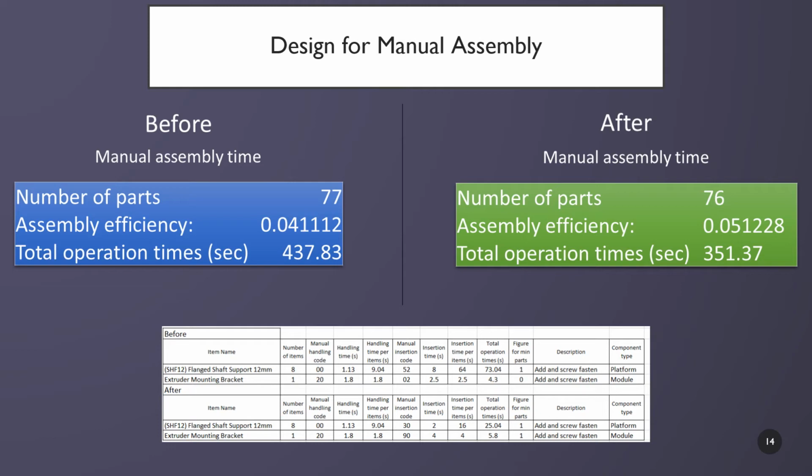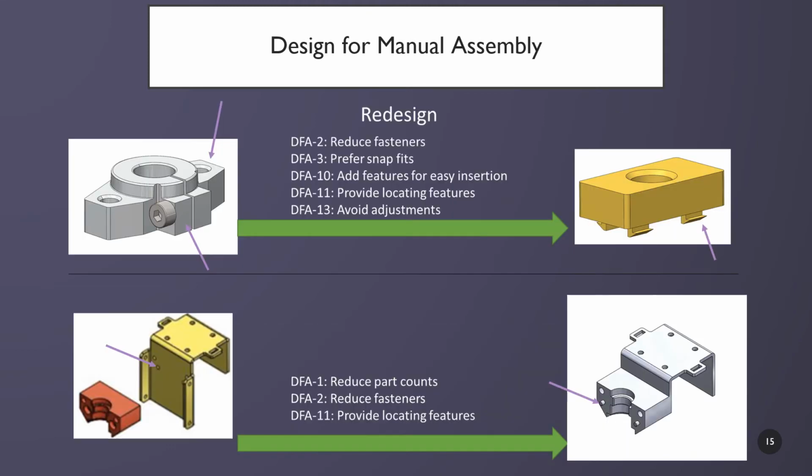You can see below in the chart, before and after, the total times and number of items, manual handling codes, etc., for the flange shaft support and the extruder mounting bracket that we redesigned. Our flange shaft support had 5 different DFA principles applied: reduce fasteners, prefer snap fits, add features for easy insertion, provide locating features, and avoid adjustments. You can see on the right the new part and the snap fits, lack of additional fasteners.